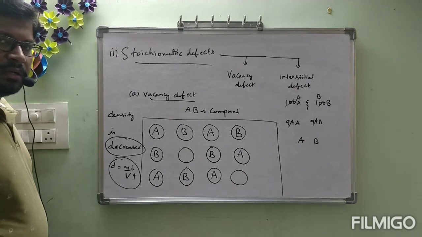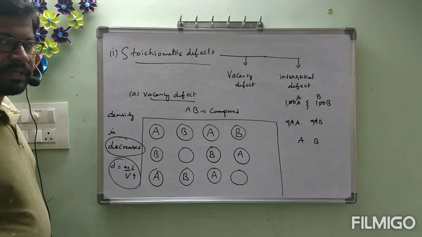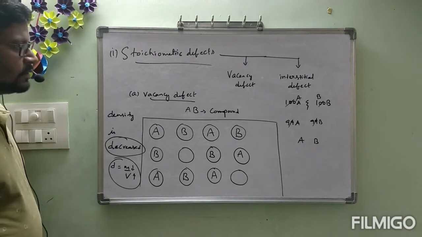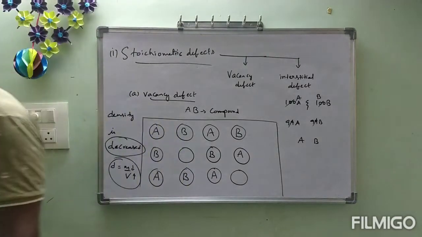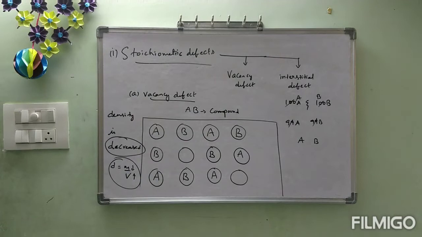Next, stoichiometry is not going to be affected. Those are the note points, because this is a stoichiometric defect. Note down, all of you: stoichiometry is not going to be affected, and the density of the substance is decreased.